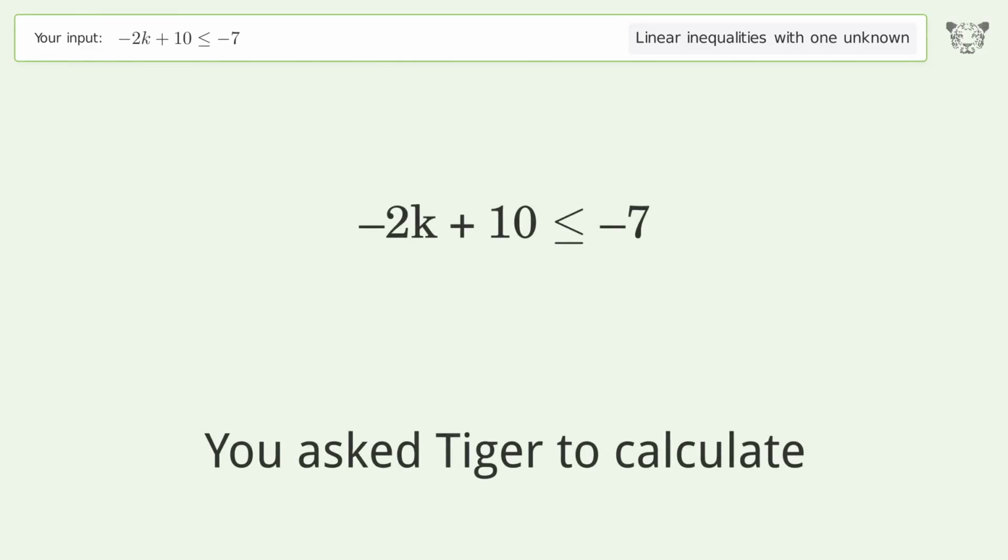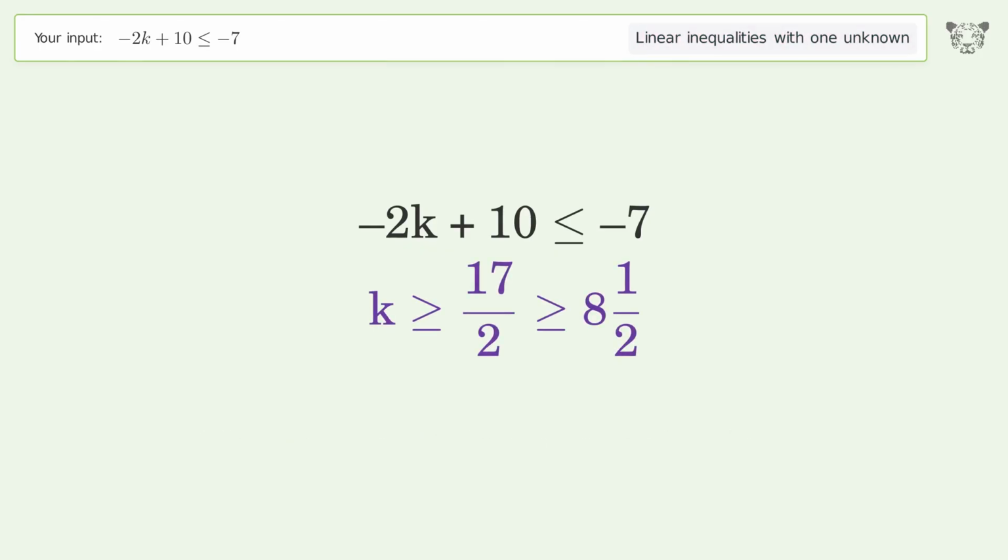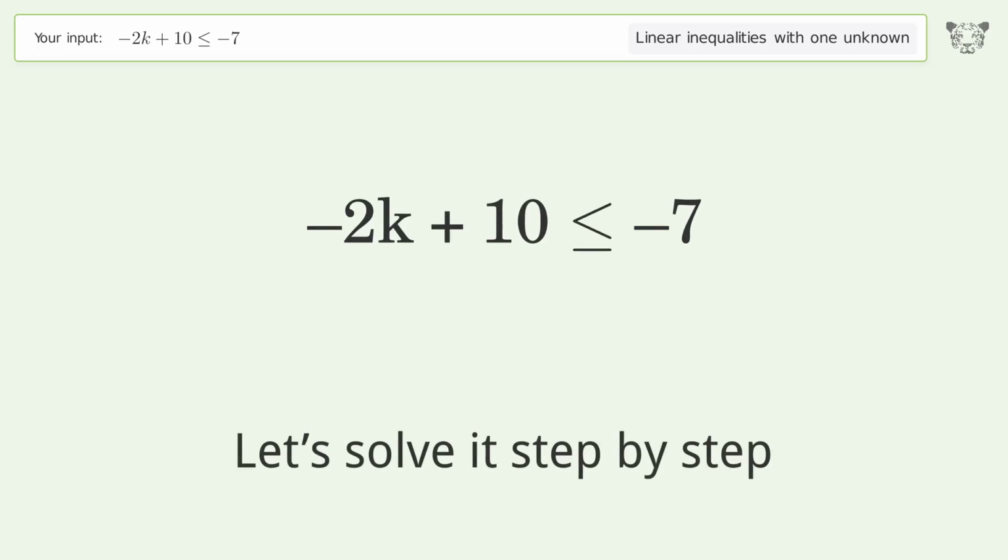You ask Tiger to calculate. This deals with linear inequalities with one unknown. The final result is k equal or greater than 17 over 2 equal or greater than 81 over 2. Let's solve it step by step.